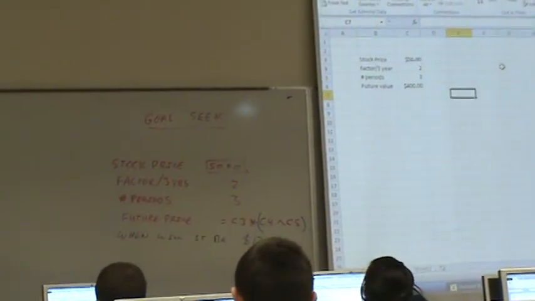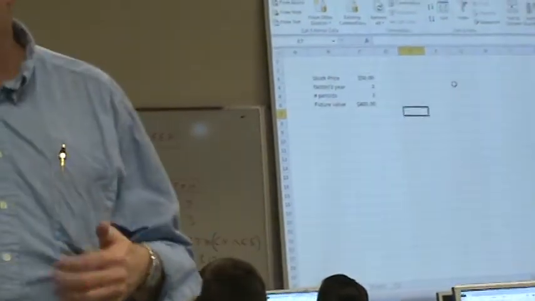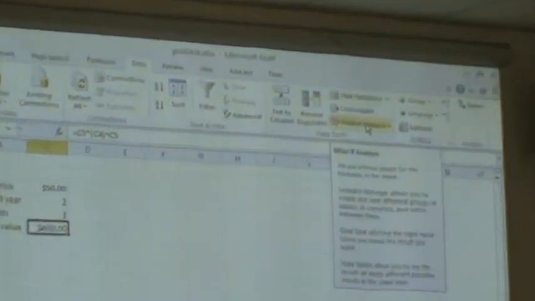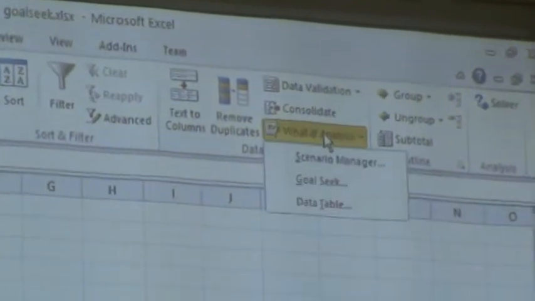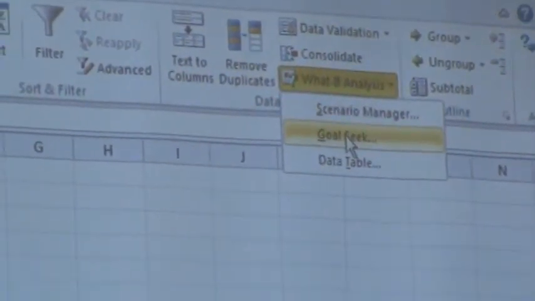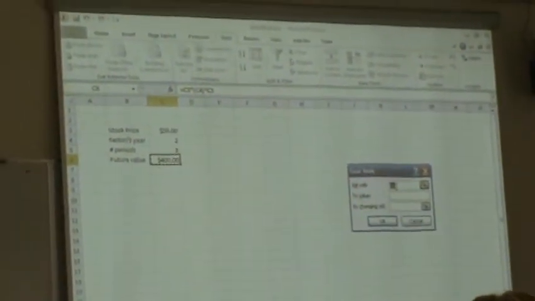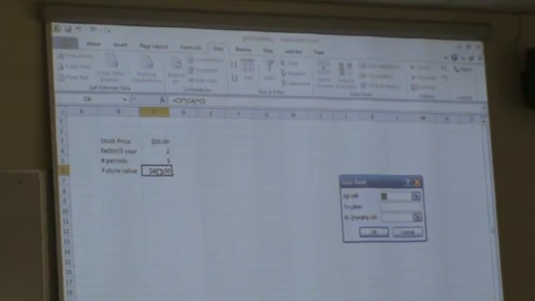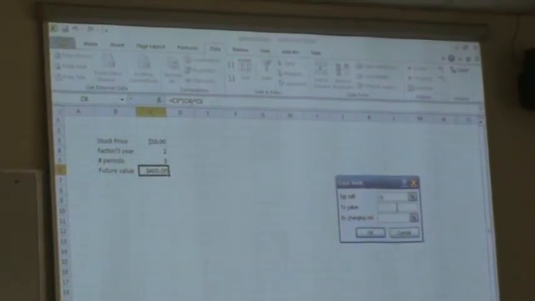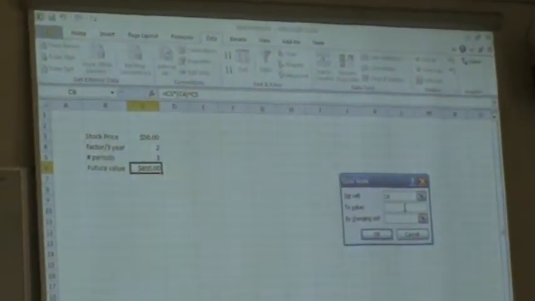So what we can do here is we could go to this tab that says what-if analysis, and then we pick goal seek, and we set the cell. We're going to set the cell that has the answer, that would be this cell, and we want it to be, let's say for our question, $130.